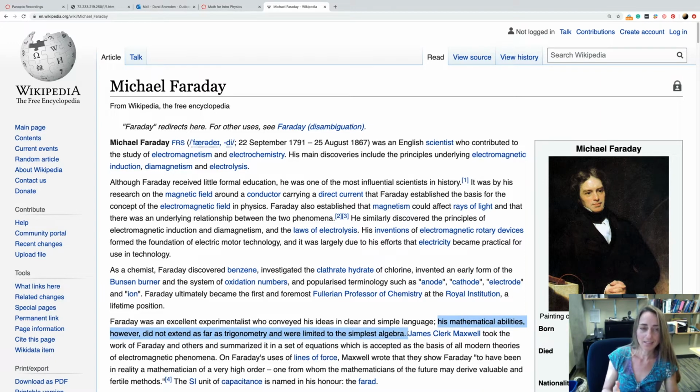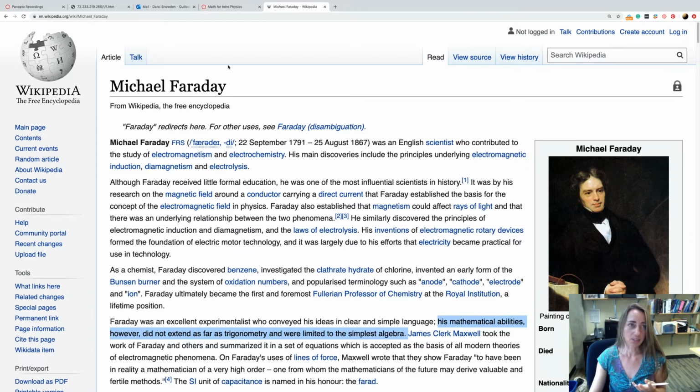But he was an excellent experimentalist. He knew how to design experiments and observe phenomena. And through this, he built the conceptual, non-mathematical, but actual understanding of what's happening with electromagnetic fields. He is the one that's credited with coming up with this concept of a field to describe what is going on around charged and magnetized objects.